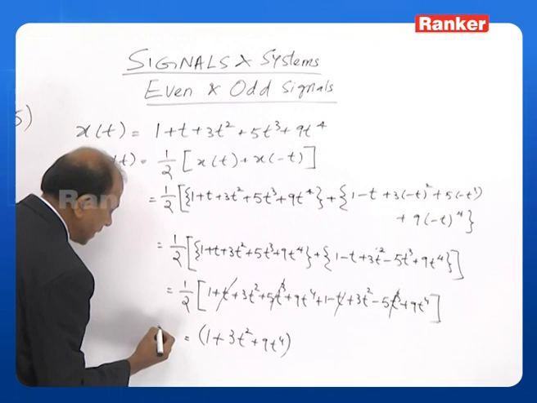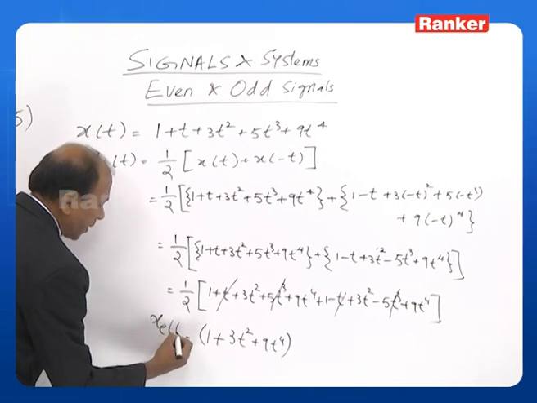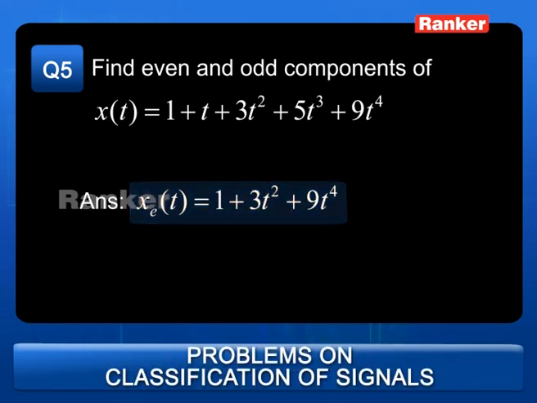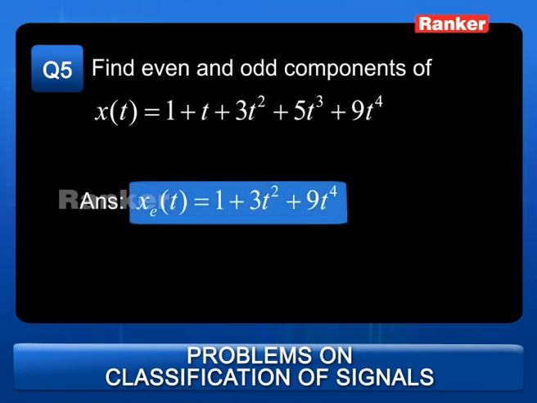So, this is our even component of the signal. Even component of the given signal is 1 plus 3t square plus 9t to the power 4. So, this is the given signal. Now, let us similarly calculate the odd component of the signal.